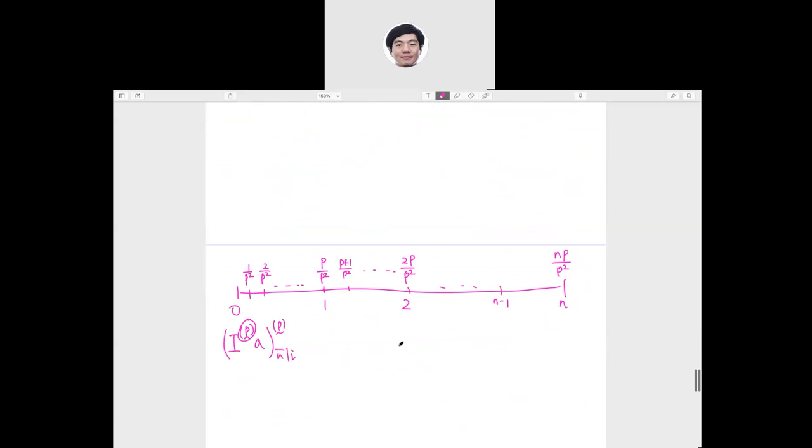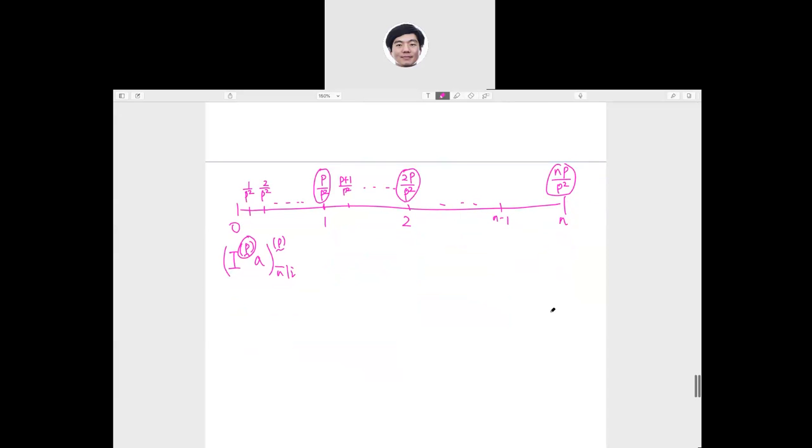So we are trying to mimic that here. This is 1 over p, this is 2 over p, this is n over p. So they have the same payments at the end of each year, but not in between. So for this, you can try something similar, and pretty much what you will be getting is this.